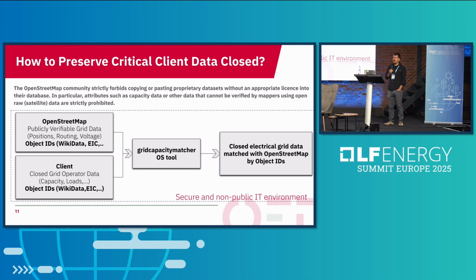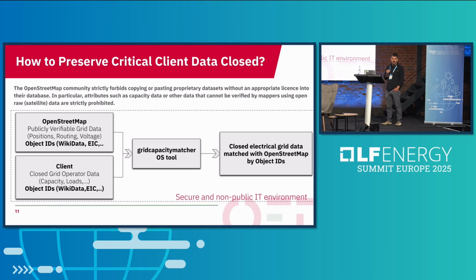That is, where does the line go, and what are the voltages, because voltages can also be measured by satellite imagery, at least the maximum operational voltage. We can see the number of cables at the substations. There's a lot of data that you can just inspect by satellite imagery. But when it comes to critical data that should not be released, like capacity information or loads, we also created a workflow that matches this data based on IDs.